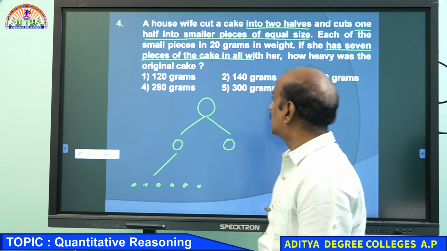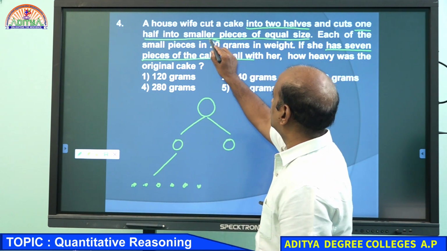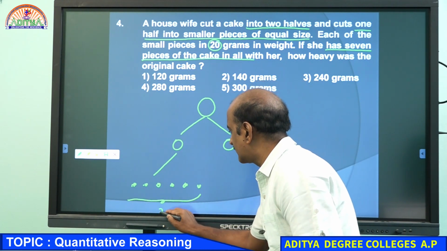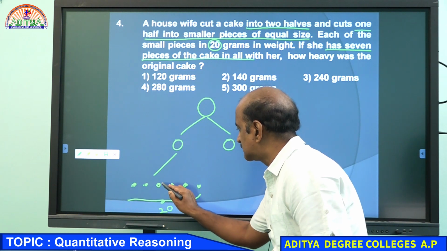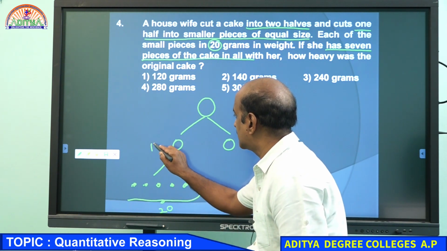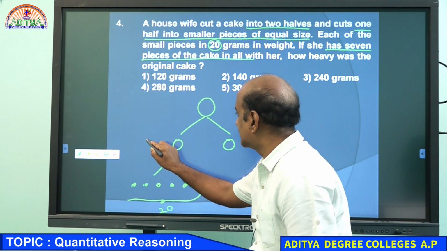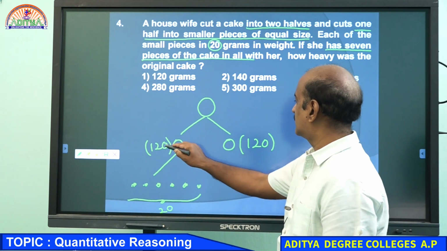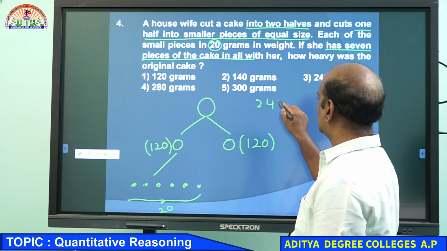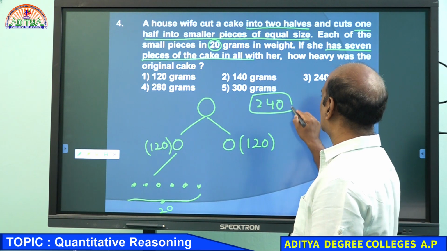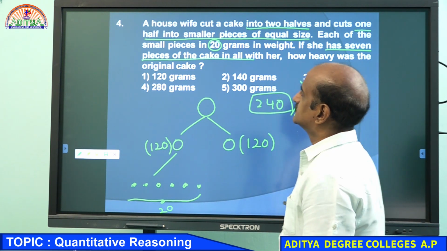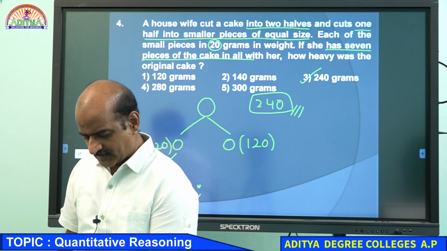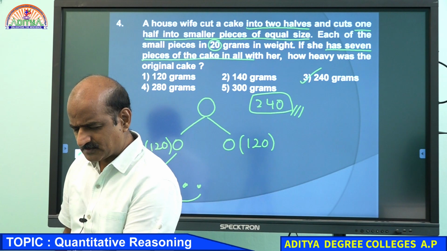You understand that? Okay. Now, each smaller piece is 20 grams, which means 1, 2, 3, 4, 5, 6. 6 into 20 is 120 grams. When this half is 120 grams, obviously the other half must also be 120 grams. So the original cake should have been 240 grams.